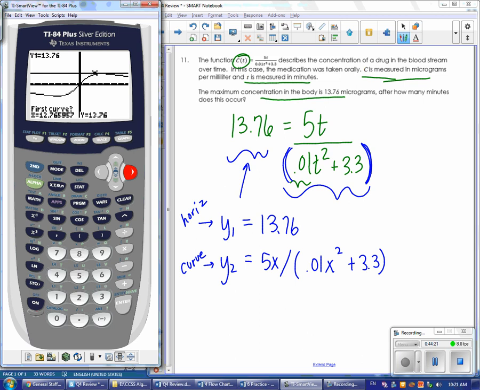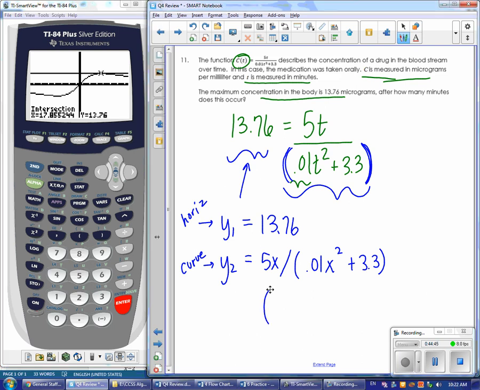If you move your cursor close to the point of interest and then start pressing enter, the calculator will prompt you to pick the first and the second curve. If you only have two curves graphed, then it does it automatically. It asks you to guess, but then press enter one more time, and it'll give you the point of intersection. And so that point of intersection has an ordered pair. So we've got the ordered pair 17.86, and then the y value is the 13.76.